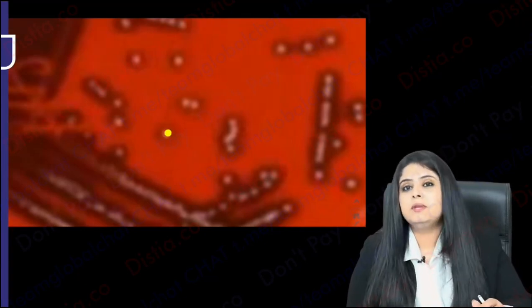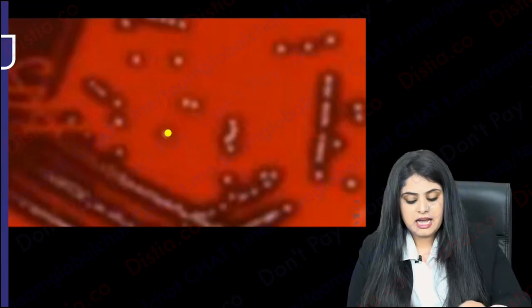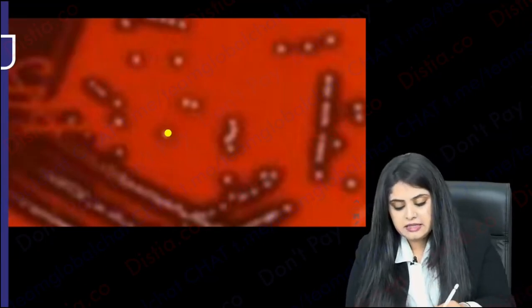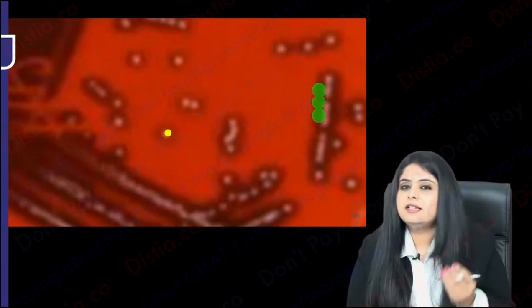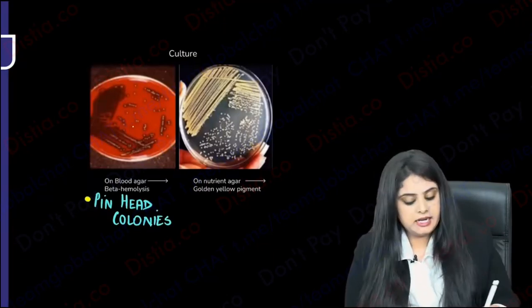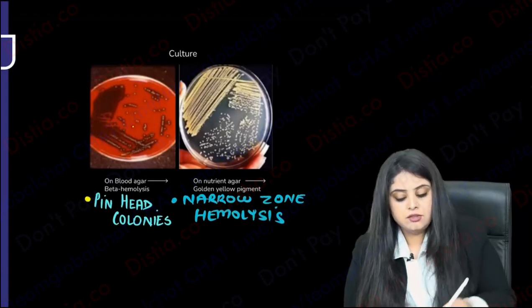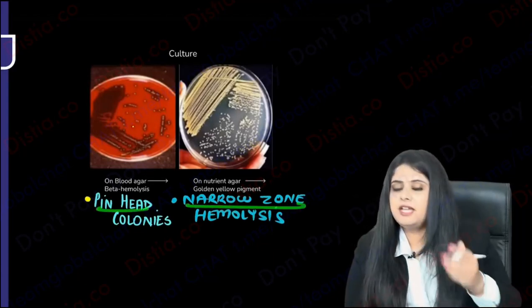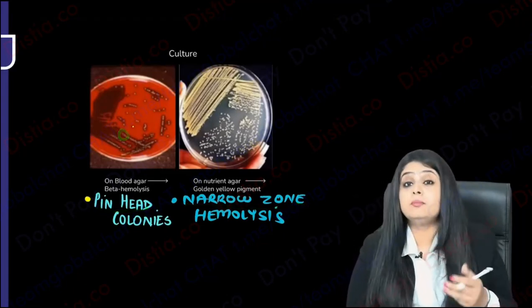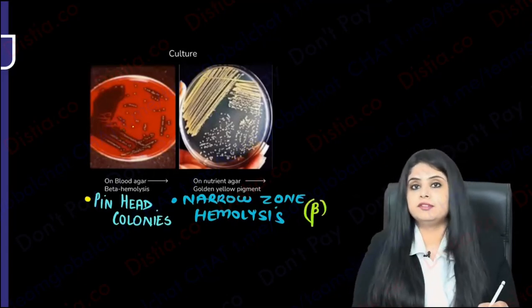And how much of the blood is being broken? Is it like the entire area around it has become white? No. I can zoom in and I'm seeing that a little tiny black area is seen. Little blood has been broken down. Means the colonies are pinhead and the hemolysis is very narrow. There is a narrow zone of hemolysis that I am seeing over here. Sorted? So what are the colonies? Pinhead colonies with very narrow, little blood being broken down. This is known as beta hemolysis, right? So please note, narrow zone of hemolysis is seen.